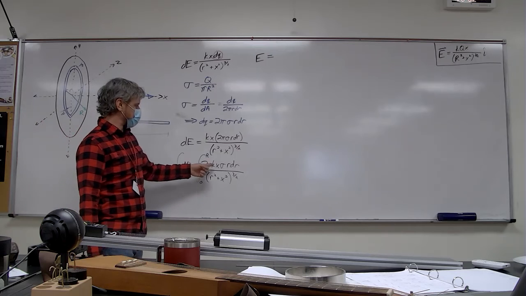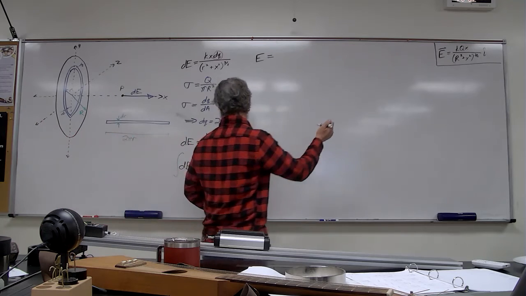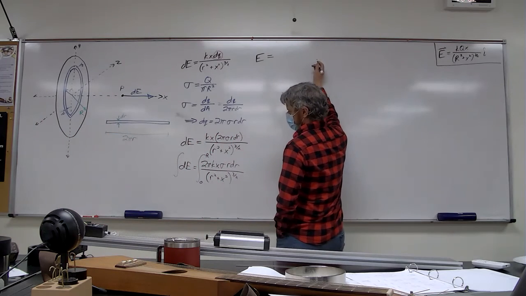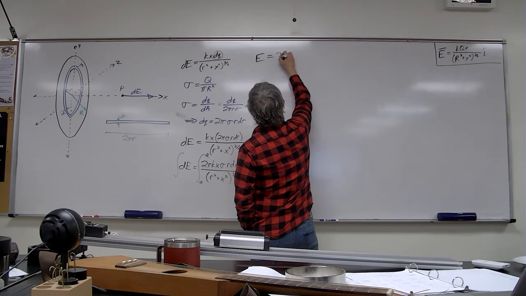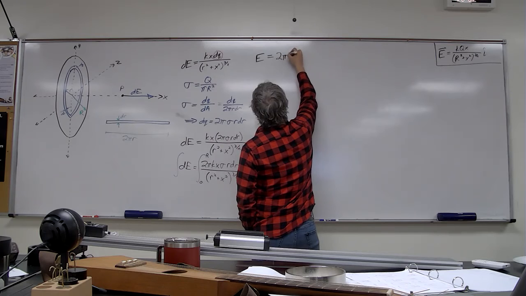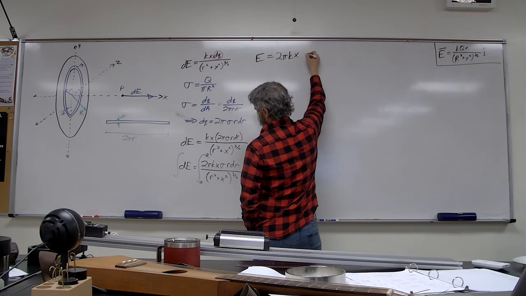And what are constants here? Because I'm going to pull those out. Are you sure? 2 pi x. 2 pi, what about k? 2 pi k x sigma.